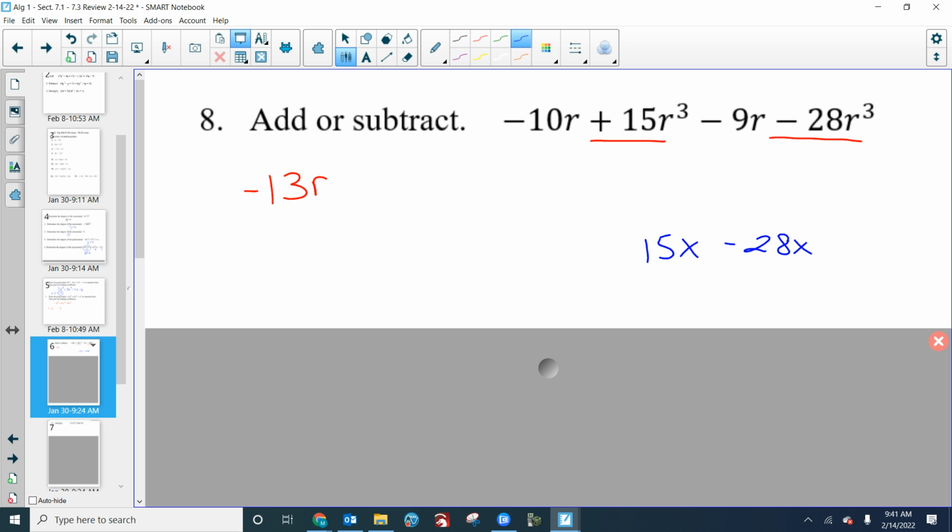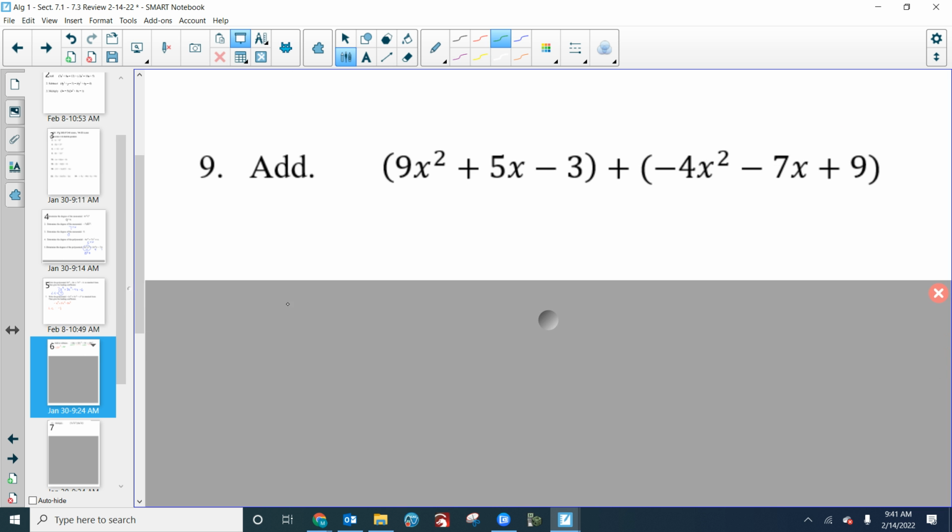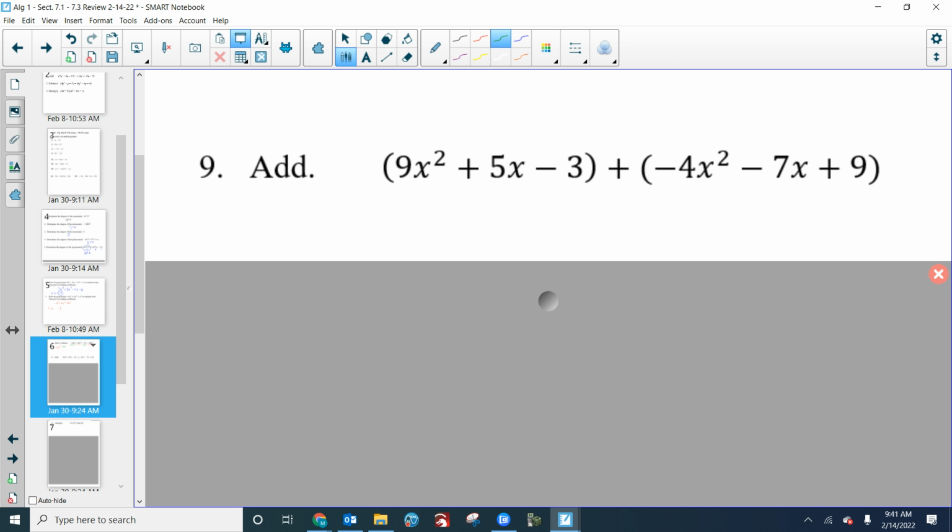Oh, 3. So it's going to stay r to the 3rd. Okay. Does that make sense now? Then we have negative 10r minus 9r. So Makana, what's that? Negative 19r. And is that in standard form? Yeah, we're good. Make sense? Please ask if you're confused. All right, try the next one.